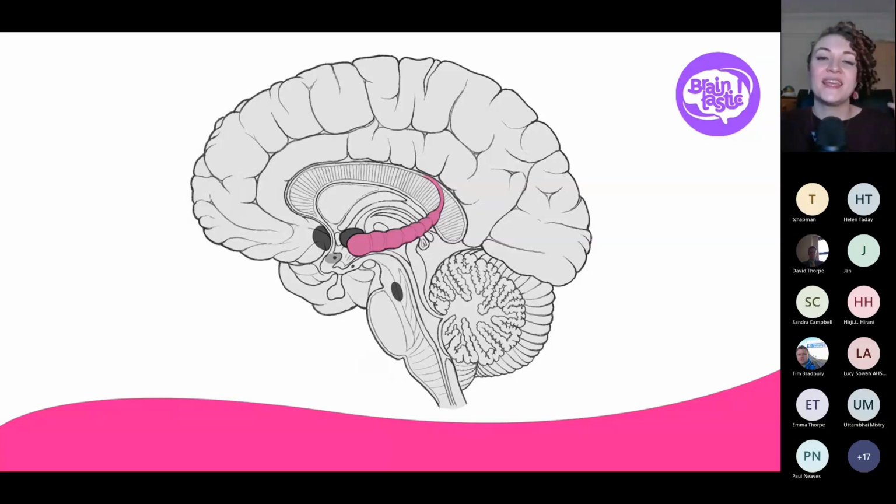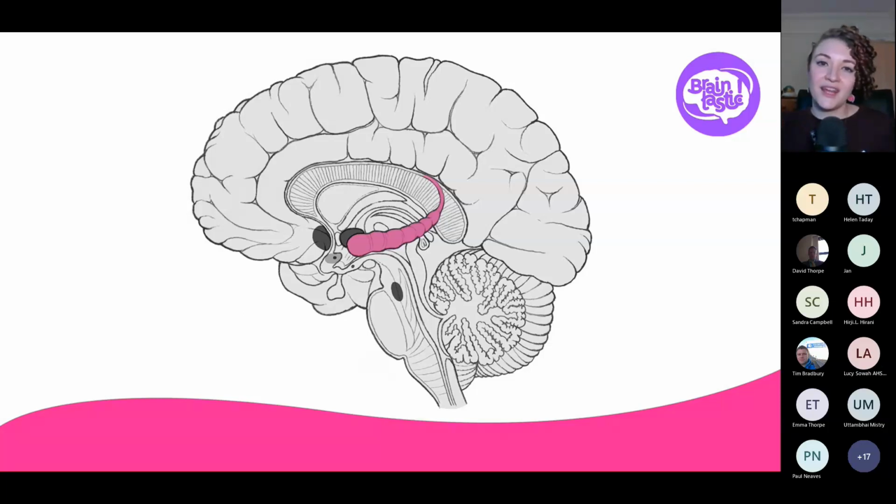And the hippocampus is vital for forming new memories. And we know this because there have been some cases of people who have had damage to their hippocampus and they've been completely unable to form any new memories. They still have long-term memories that they stored before the damage happened, but they can't form any new ones.